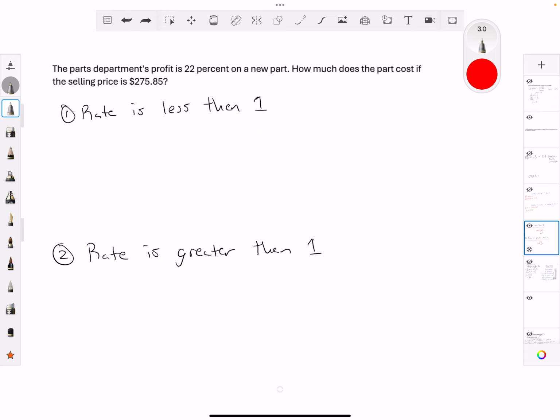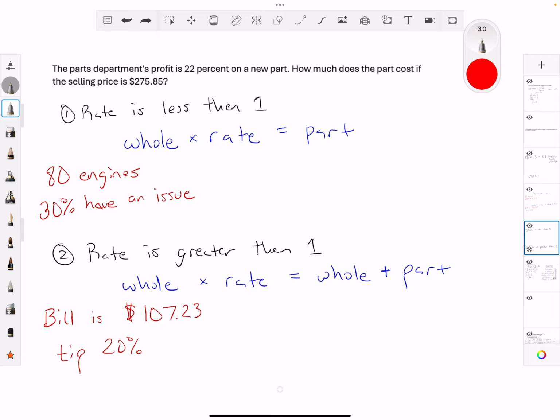Okay, so we have this right here. Here's our two scenarios. The first one is when it's less than 1: we're going to have the whole times the rate equals part of the whole. Just like I'm only paying for a part because I got a discount off of it. The other scenario is the whole times the rate where I get the whole back because I'm going to multiply by 1. Anything multiplied by 1 is going to return that exact same value plus part. I'm going to get a number that's going to be bigger than the original whole. We'll look at a couple examples of that right here.